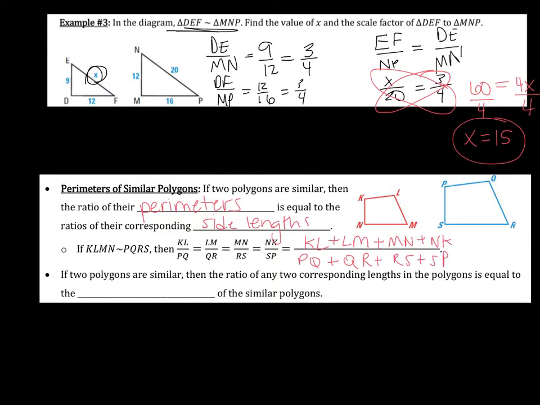Now, if the two polygons are similar, then the ratio of any two corresponding lengths in the polygons is equal to the scale factor of the similar polygon. So read that really carefully. You might want to pause and just read through that and make sure that that makes sense. The ratio of their perimeters is equal to the ratios of their corresponding side lengths, which is their scale factor. Okay?